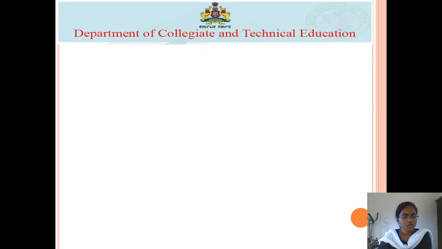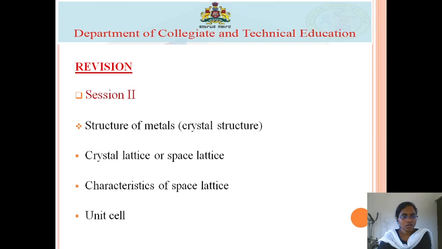In the previous session, you have learnt about structure of metals, crystal lattice, characteristics of space lattice and unit cell. Just go through it. Crystal lattice is a symmetrical three-dimensional structural arrangement of atoms, and in this each atom is represented by a single point, and unit cell is the smallest portion of the crystal lattice and it's a simple repeating unit in a crystal structure.